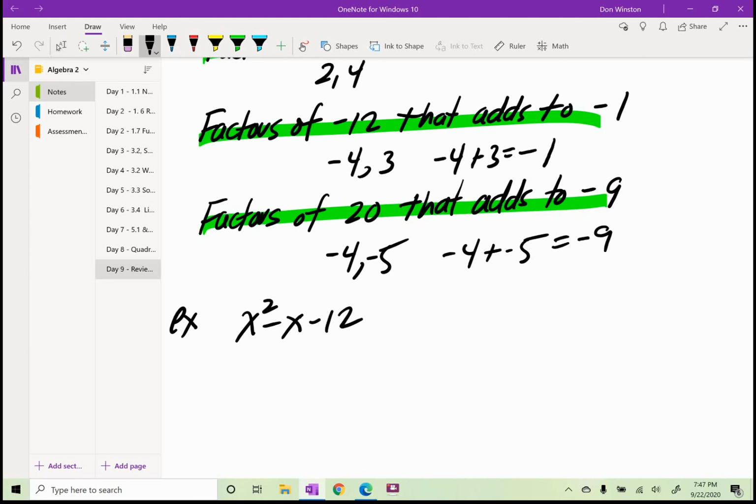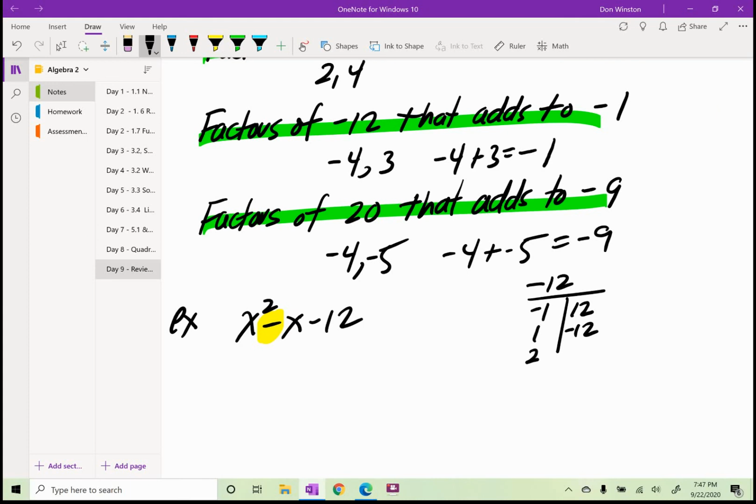So the way you begin, again, you begin with the multiplication facts, and it'd be helpful sometimes to make your multiplication table for negative 12. I could have a negative 1 and 12, which when multiplied gives you negative 12. But if I add them, I get 11, and I don't have 11. I want a negative 1. I can go 1 and negative 12, but when I add them, I'll get a negative 11. I want a negative 1.